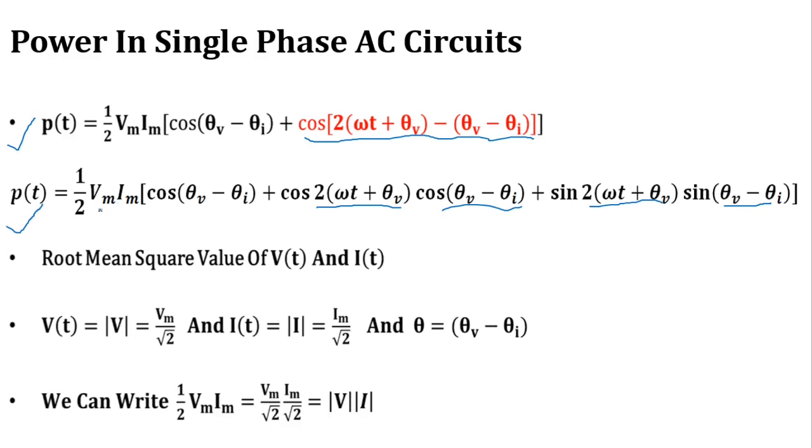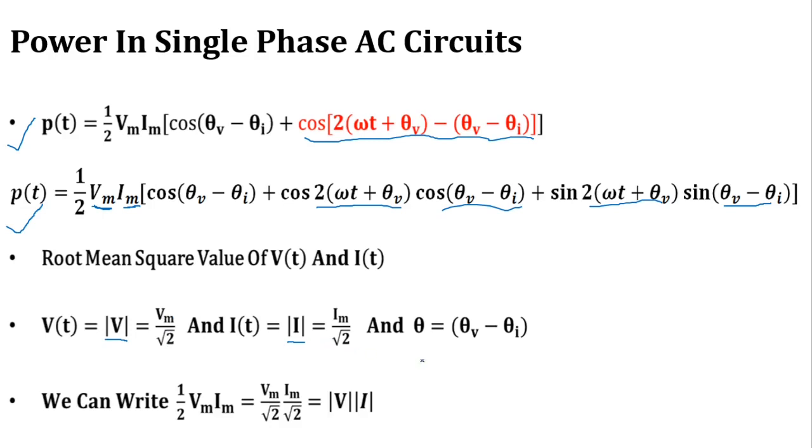Now we have to use the RMS value. Here in this equation we are having the maximum value of voltage and current, but in general we will use the RMS value. So I have to convert this maximum value into RMS value. We already know the formula of RMS value. So let's suppose the RMS value of voltage is mod V, RMS value of current is mod I. So mod V is equal to Vm by root 2. We know that the formula of RMS value is maximum value divided by root 2. So I can write mod V is equal to Vm by root 2 and mod I is equal to Im by root 2.